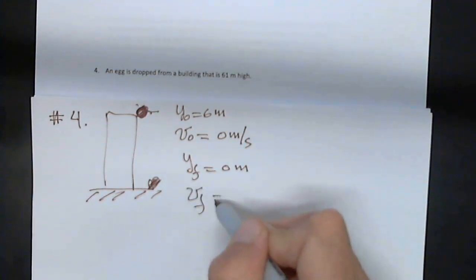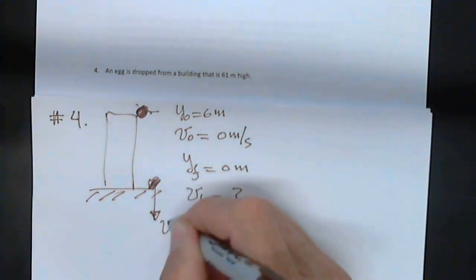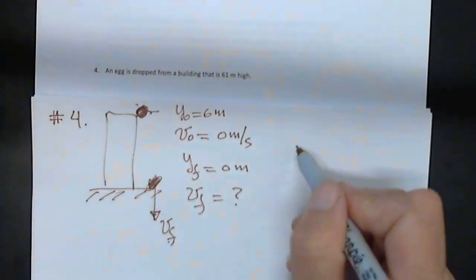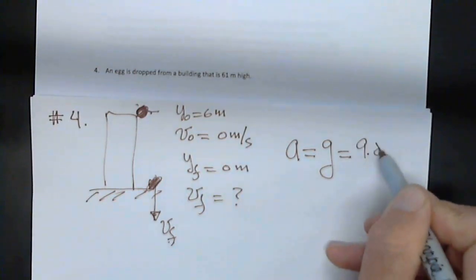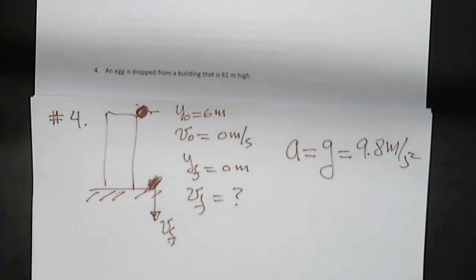And what is the final velocity? How fast is it moving right before hitting the ground? Right before splashing on the ground, how fast was the egg moving? And as I said, the acceleration is gravity, 9.8 meters per second squared. That is understood to be given. Okay, so you try to use this equation.